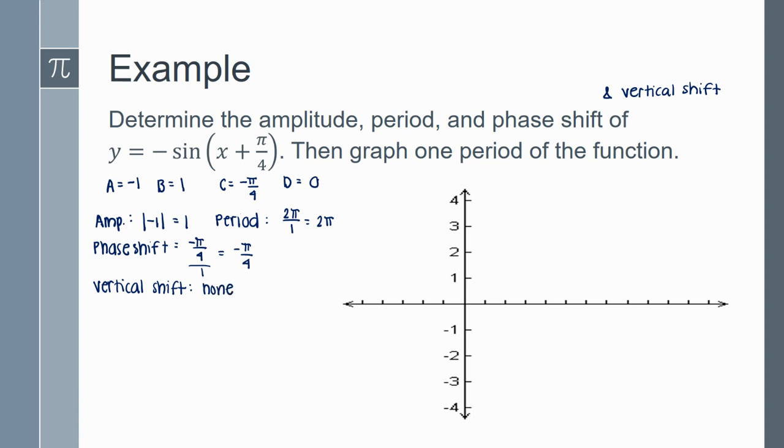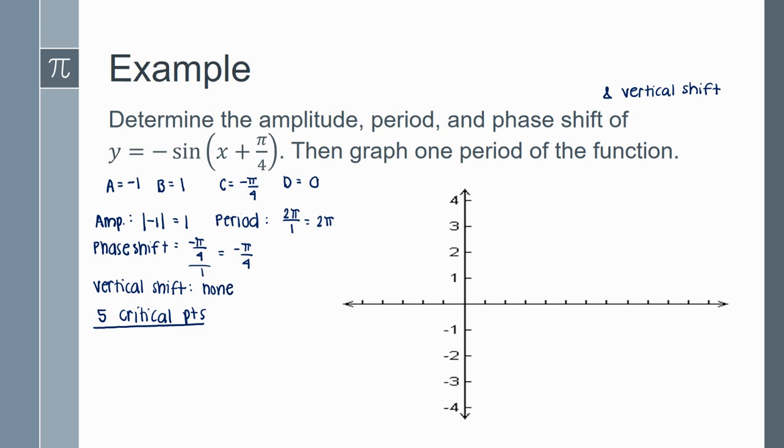All right, so I've got all that information, and I'm going to use it to now graph. So we have to find our 5 critical points. What we're going to do is start off by finding the 5 critical points like we would without C and D. So let's do like we did in yesterday's lesson.